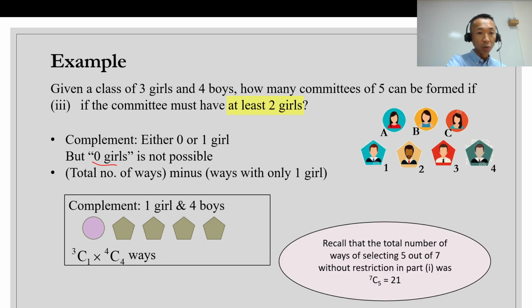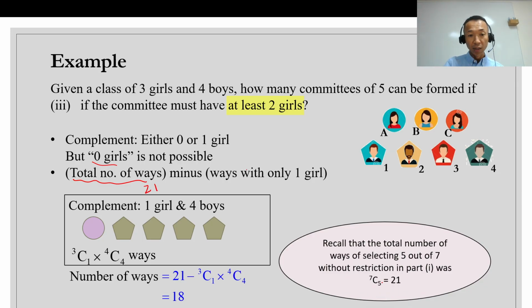And we recall the total number of ways here was 21, correct? Without restriction was 21. So you take 21 minus away 3. This answer is 3, by the way. Then you will get the same answer, 18.